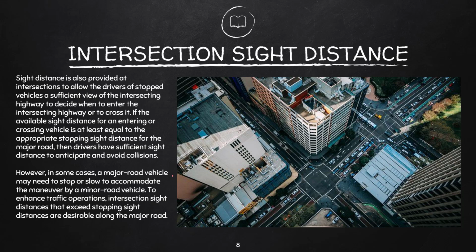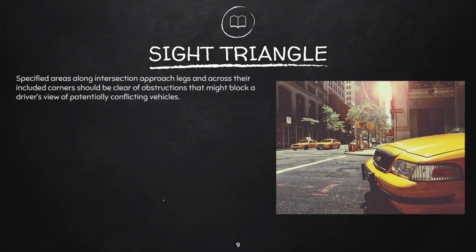in this video. However, in some cases, a major road vehicle may need to stop or slow to accommodate the maneuver by a minor road vehicle. To enhance traffic operations, intersection sight distances that exceed stopping sight distances are desirable along the major road. Specified areas along intersection approach legs and across their included corners should be clear of obstructions that might block a driver's view of potentially conflicting vehicles.